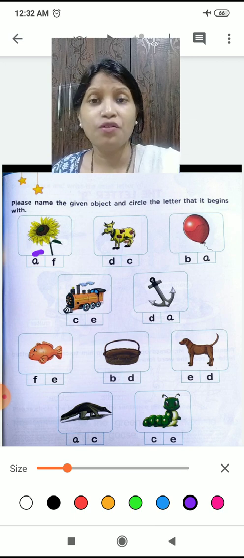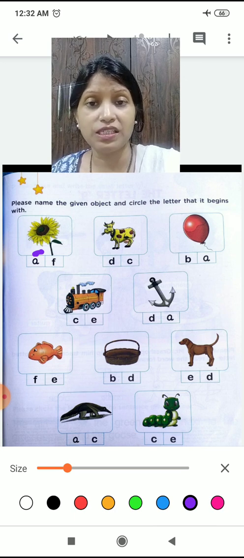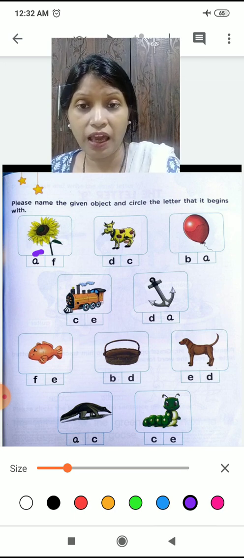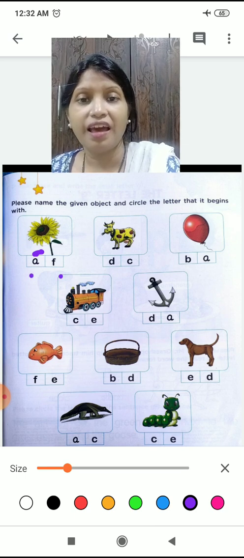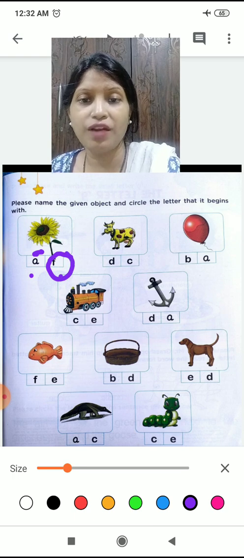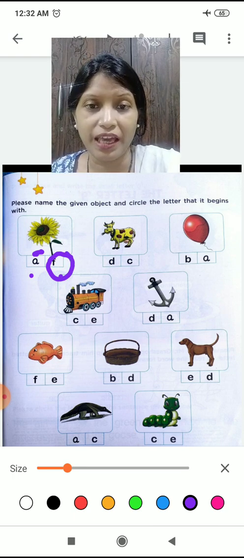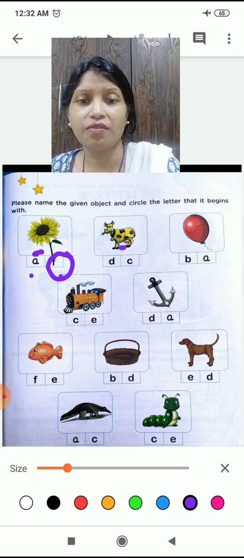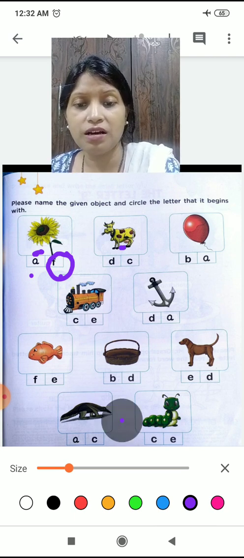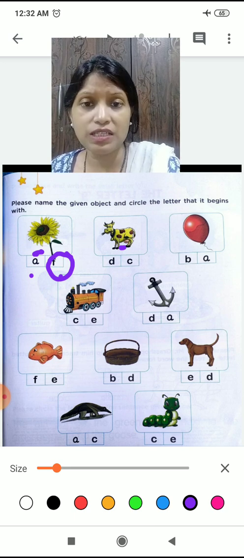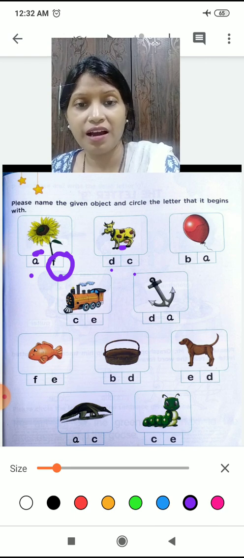Now tell me children, what is this? Yes, this is a flower. Which alphabet does flower start with, children? It starts with A or F. F is for flower, right? Okay. Now see. What is this, children? Cow. So, D is for cow, children. No. C is for cow. So you have to circle C.